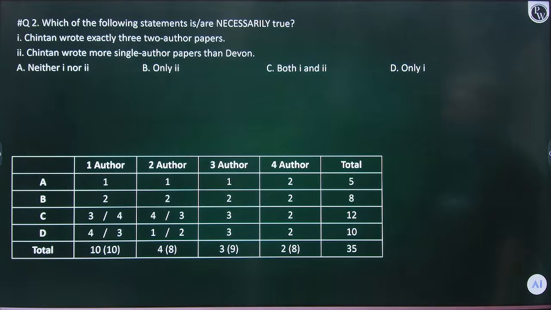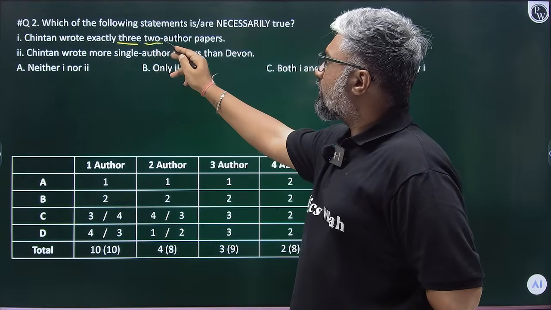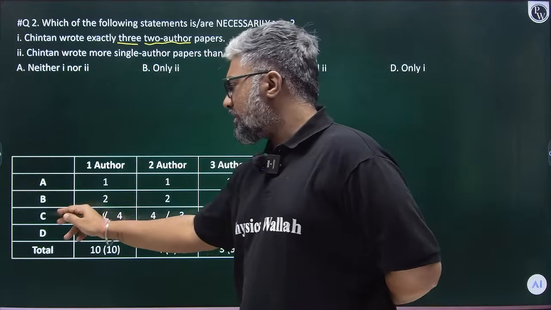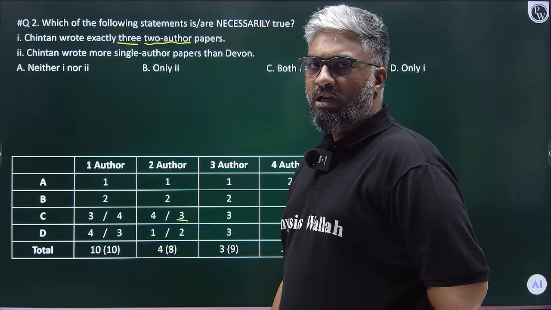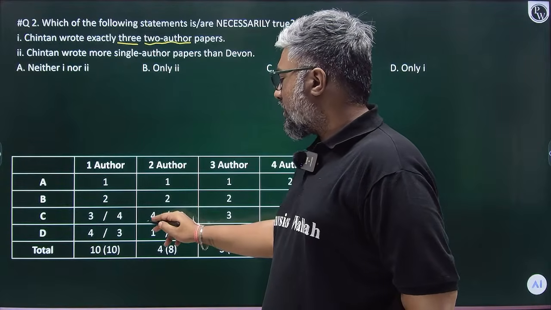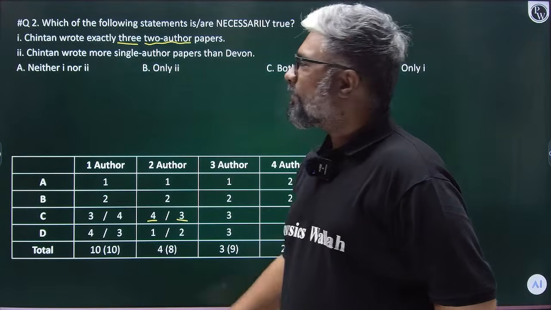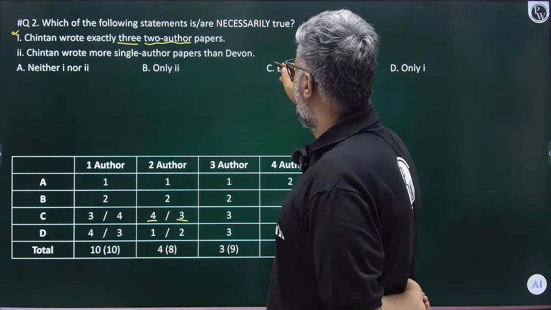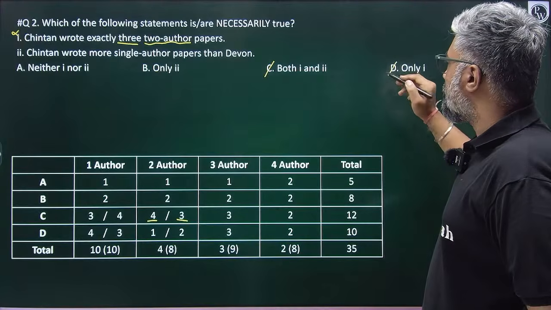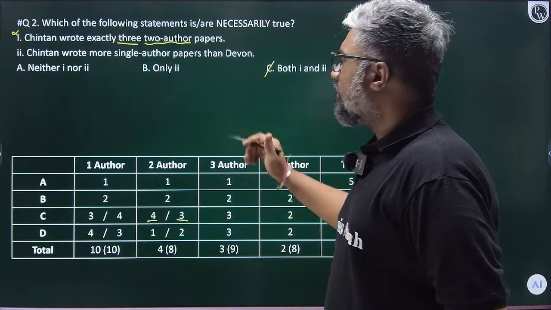Shall we try this? Chintan wrote exactly 3 2-author papers. Is it true? Did Chintan write exactly 3 2-author papers? He could have written 3, but he could have written 4 also. Is it necessarily true? No, not true. So if 1 is not true, I can eliminate option C, I can eliminate option D because they're saying 1 is true.